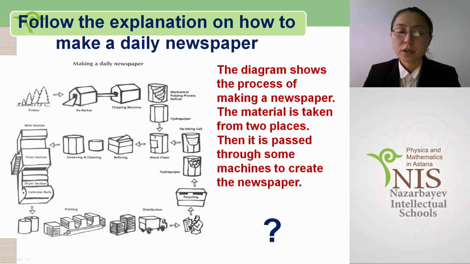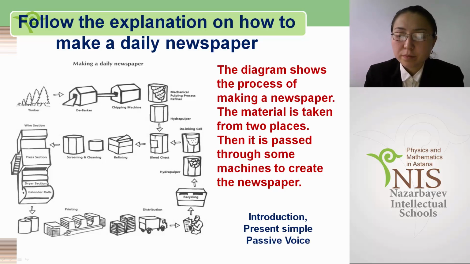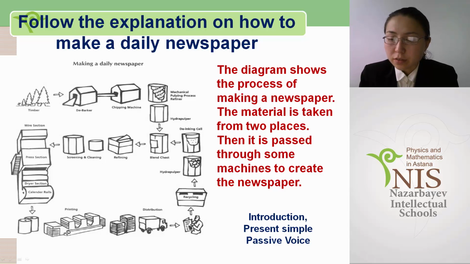Okay, you can see the same diagram, and this diagram shows the process of making a newspaper. The material is taken from two places. Then it is passed through some machines to create the newspaper. Look at these words. Can you change some of them? Look very carefully because we will come back to them later.